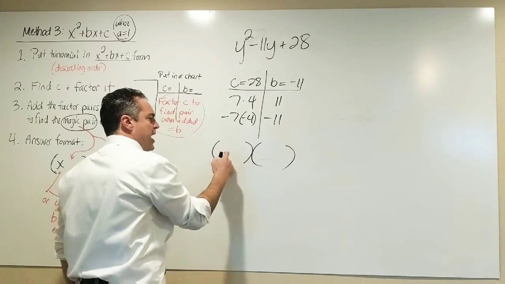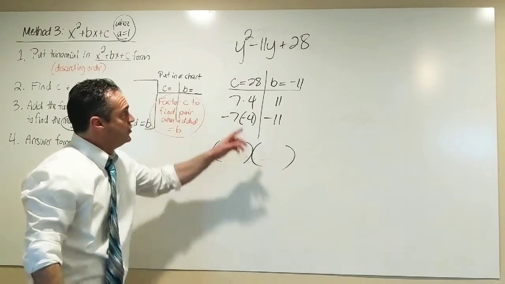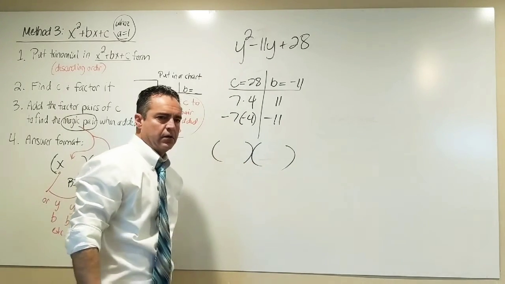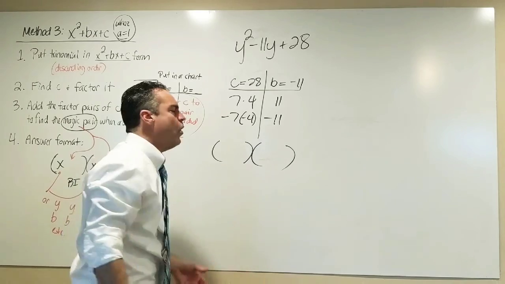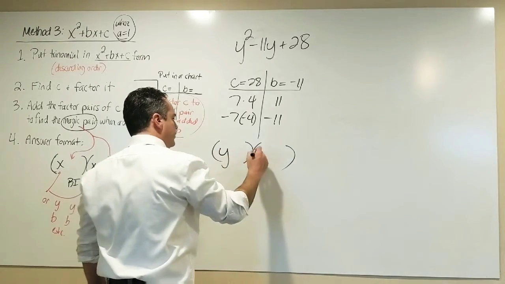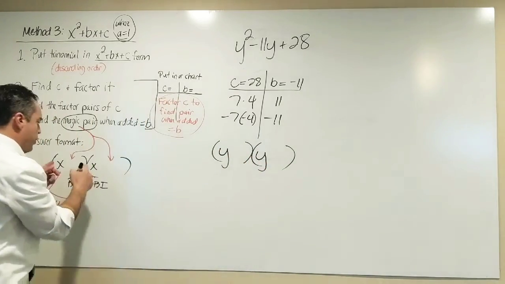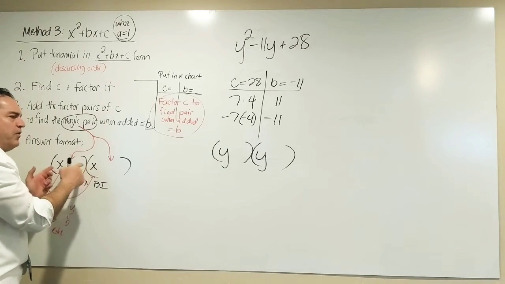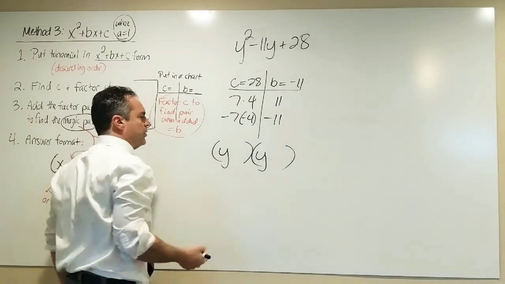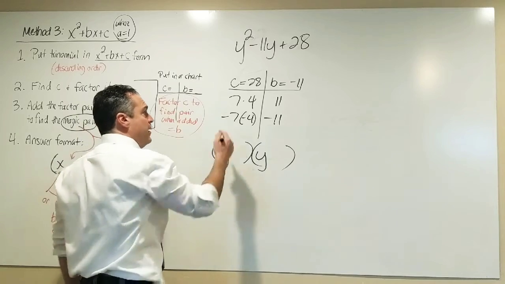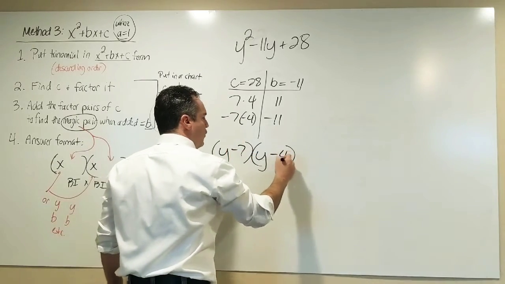Okay, so do we put x and x here? Nicole, look up here. This is a y squared. Do we put x and x here? No. What do we put in these? Y and y. That's absolutely right. Okay, so we got to use our brain. This x and x means we put the variable here that's going to make that first term, but it's going to be y and y. And then the -7 and the -4 drop down.